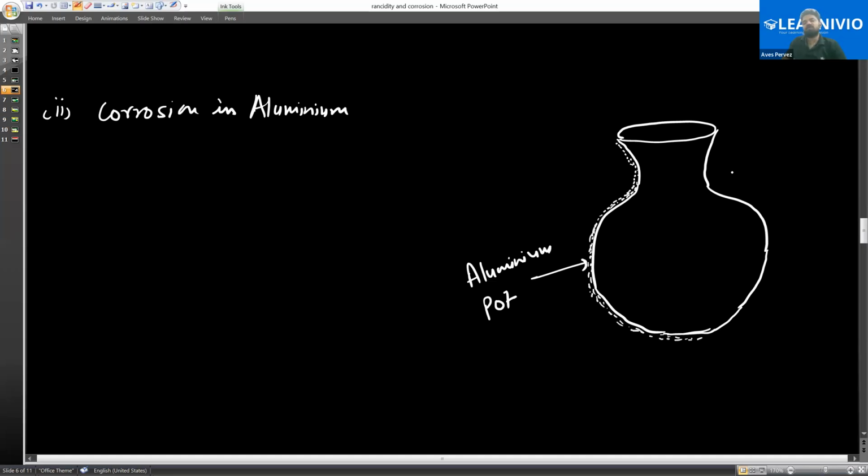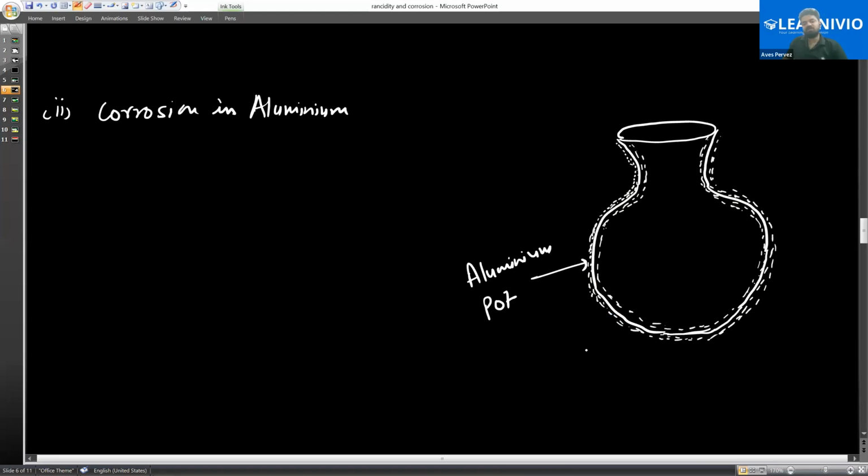It does not corrode, meaning it does not deposit layer by layer and fall away. It remains as a protective layer over the surface of the aluminum part, inside and outside both. So this is the protective layer of aluminum, Al2O3. But if it is a protective layer, then why are we calling it corrosion? Because it makes the aluminum metal dull in appearance.